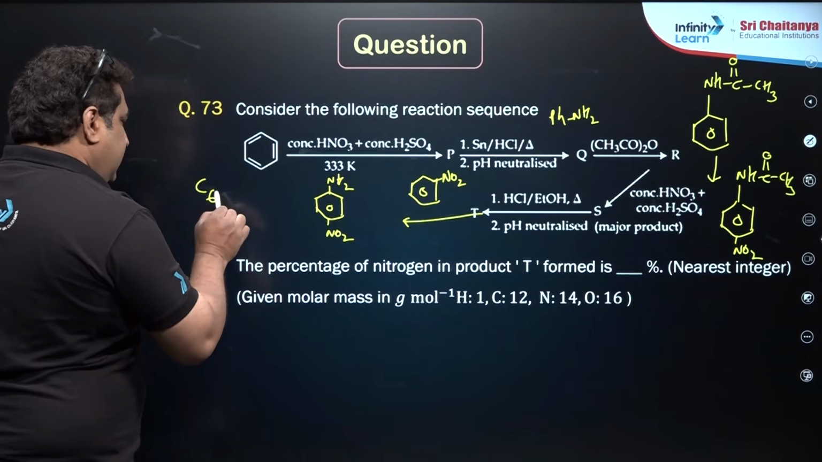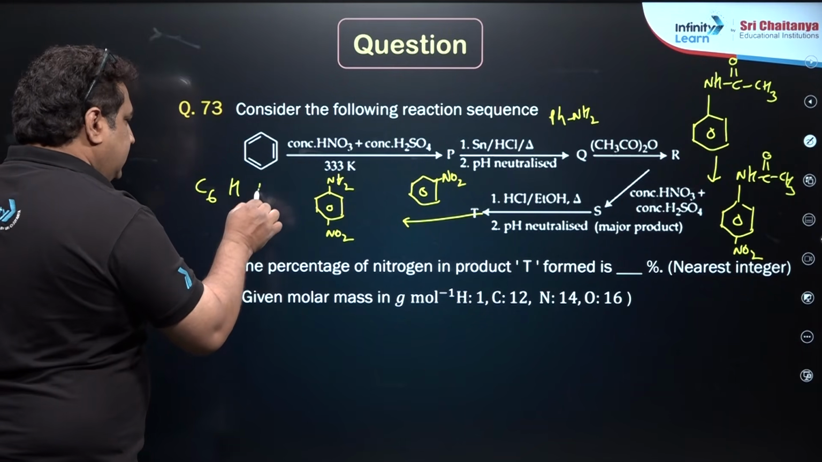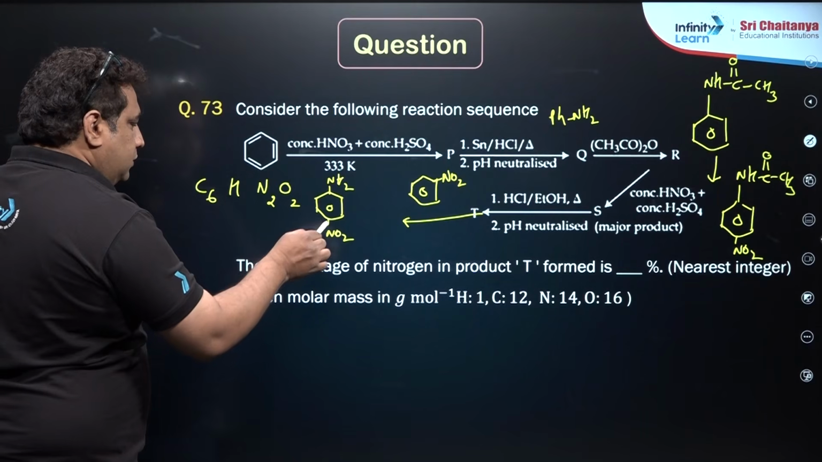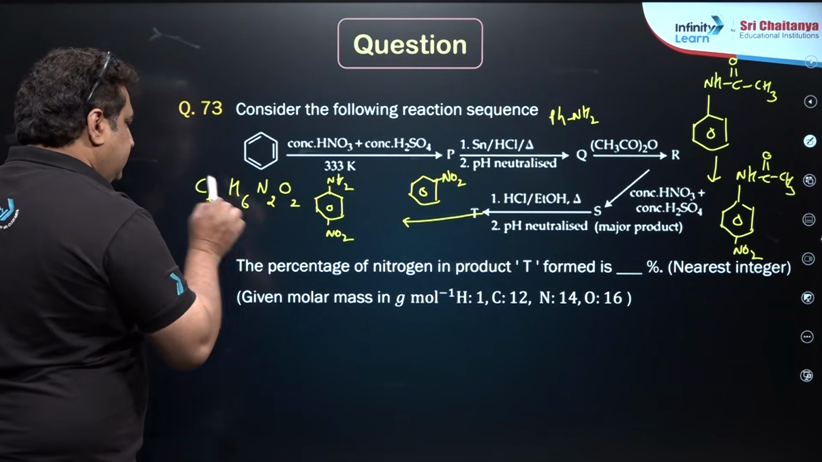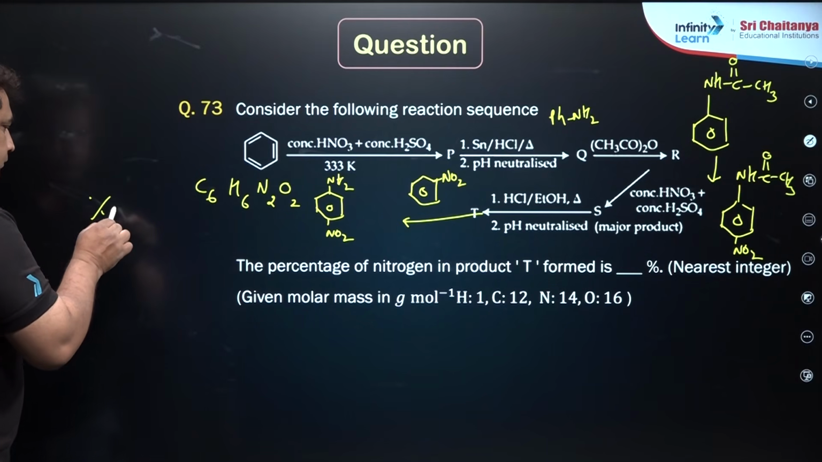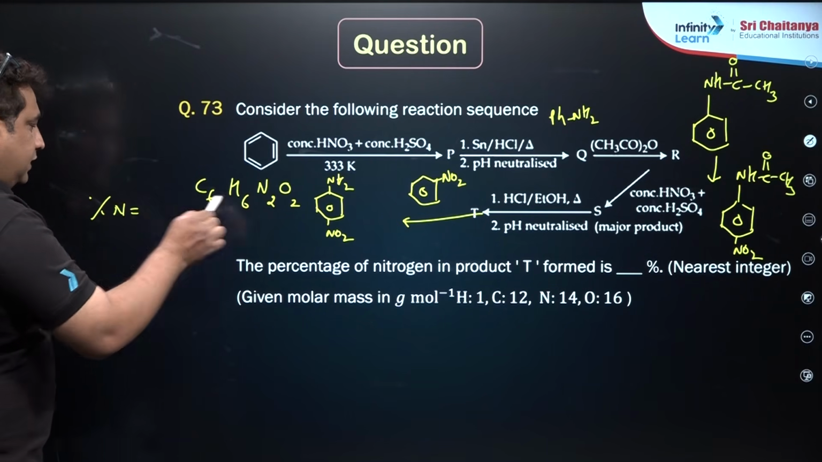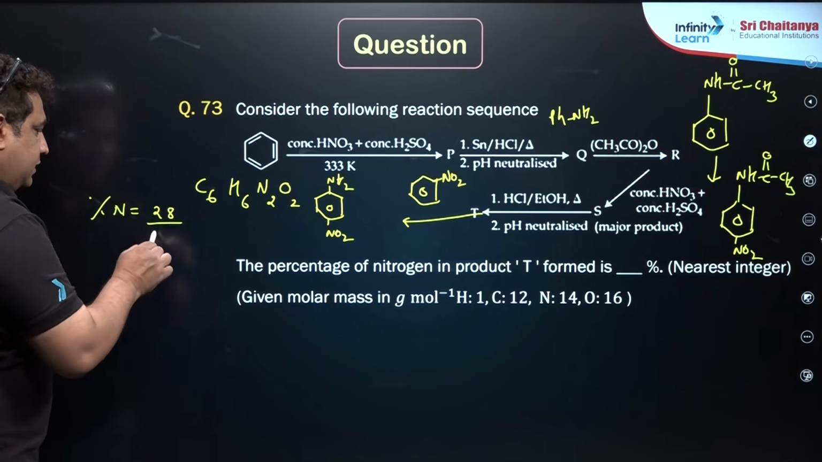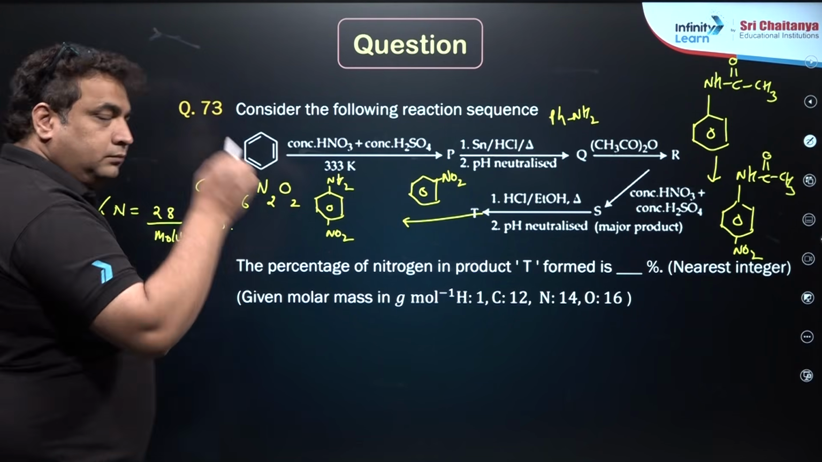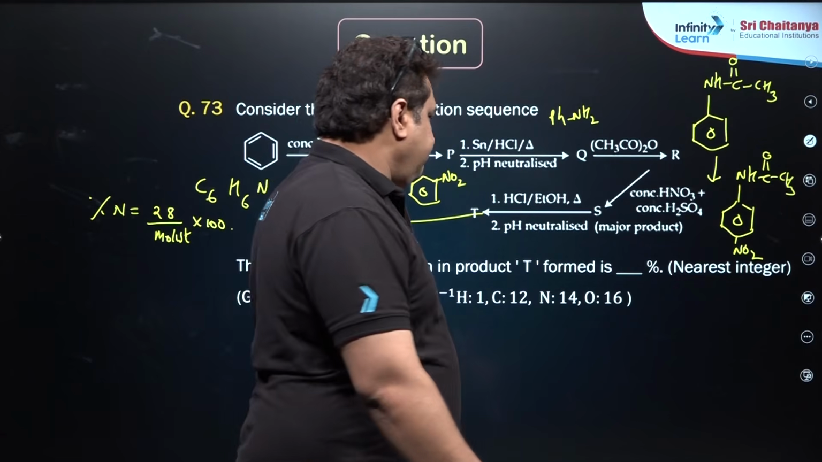So, C6H5N2O2, right. So, percentage of nitrogen is nothing but, how much is nitrogen here? 28 divided by the molecular weight of this, which you can find out, into 100, right dear students.